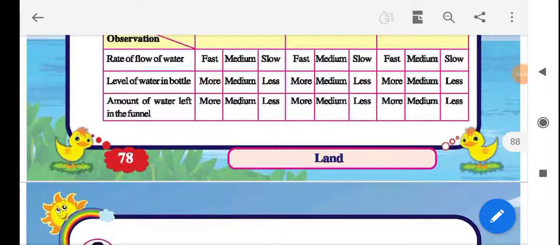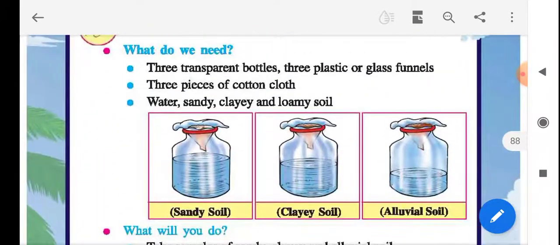So these are the points we can understand. We can understand this topic from these three bottles experiment on water holding capacity.